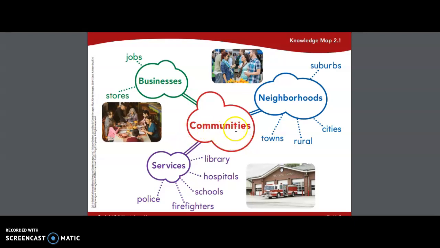When I think of communities, I think of neighborhoods. I think of businesses in the community. I also think about services. Let's look at these a little bit closer.